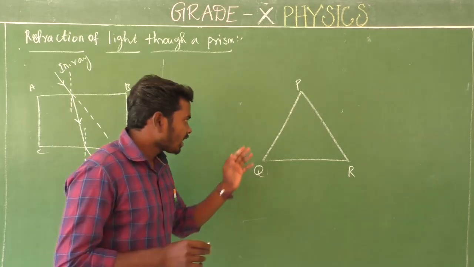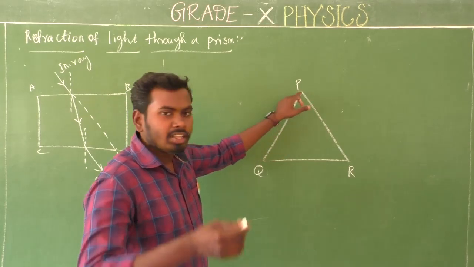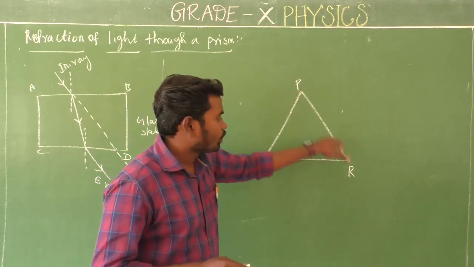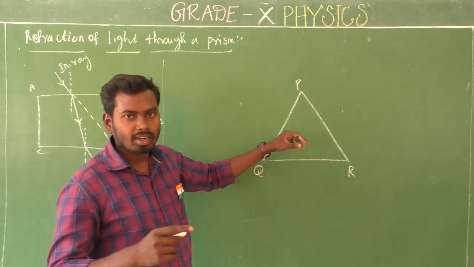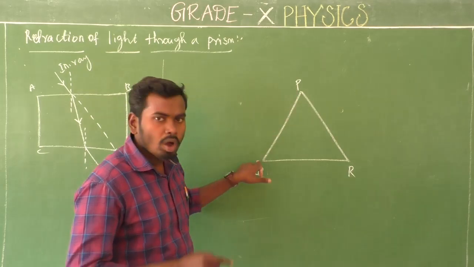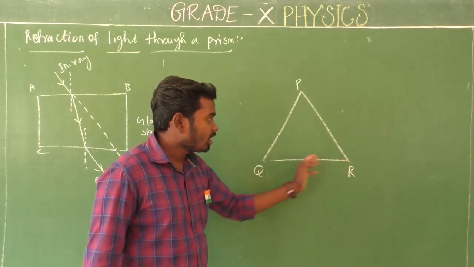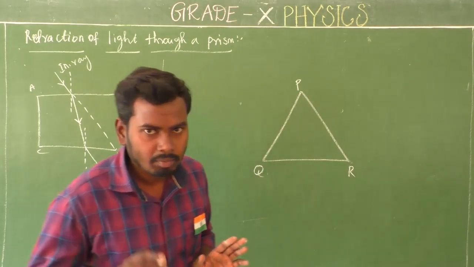Here, refraction is going to take place twice, at the lateral surfaces of the glass prism, PQ and PR, not in QR. Only PQ and PR. That's all. Is that clear? It's very simple.